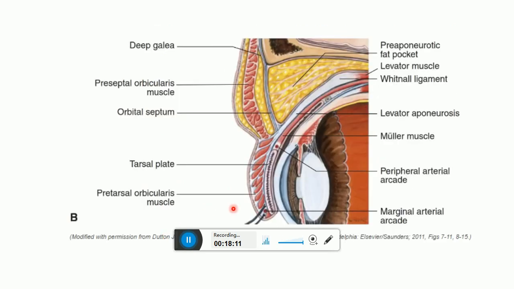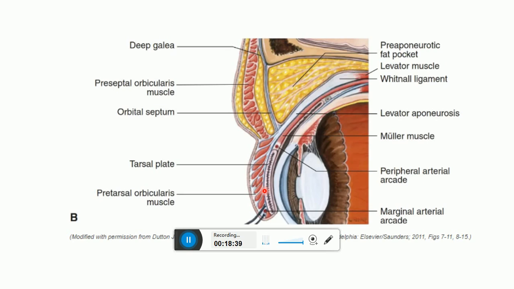Posteriorly, the levator aponeurosis inserts onto the surface of the tarsus. Here you can see the tarsus and the attachment of the levator aponeurosis. The aponeurosis forms its firmest attachment onto the anterior surface of the tarsus, approximately 3 mm superior to the eyelid margin. 3 mm superiorly, here is the strong attachment.